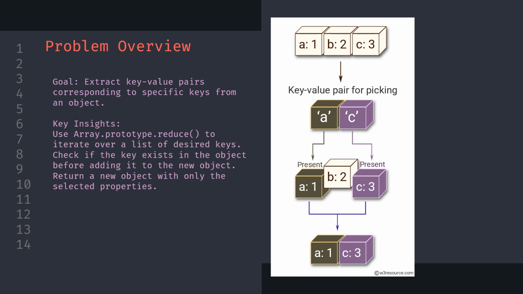The goal is to extract only the relevant properties from an object. For example, if we have an object containing a person's details, we might want to extract just the name and city while ignoring the other details.